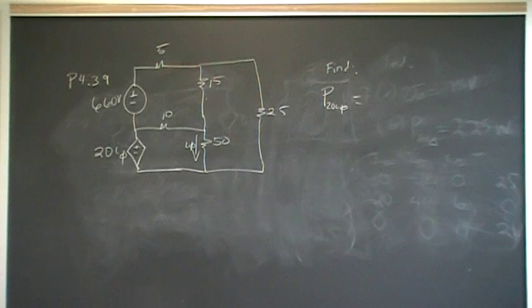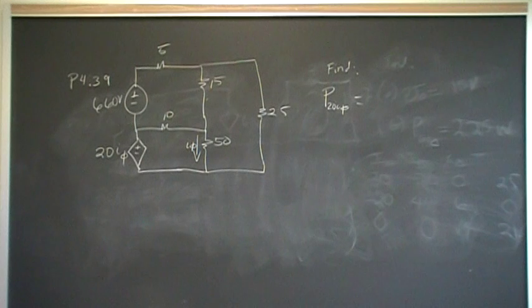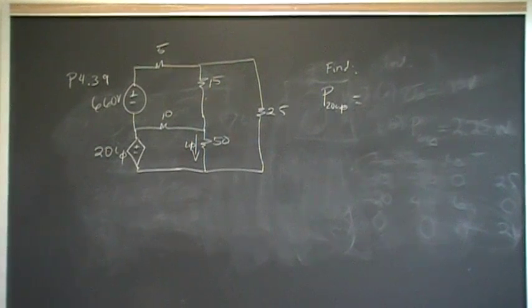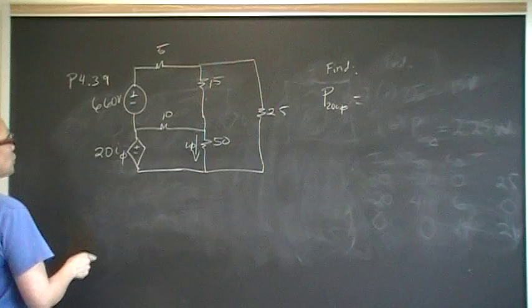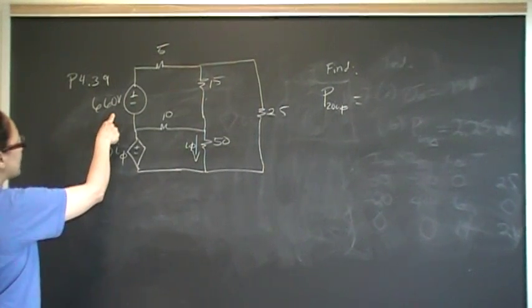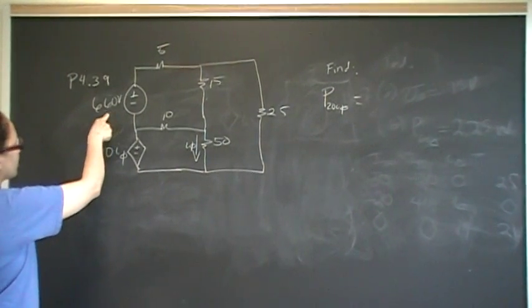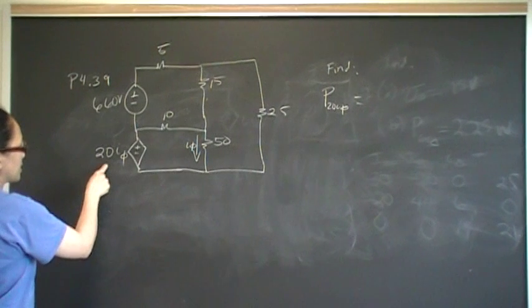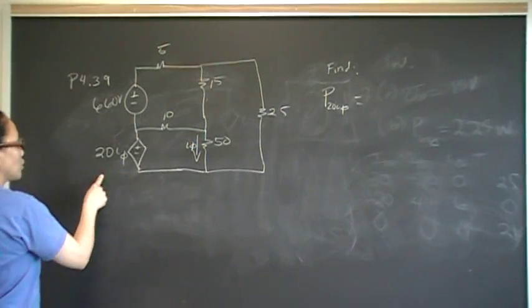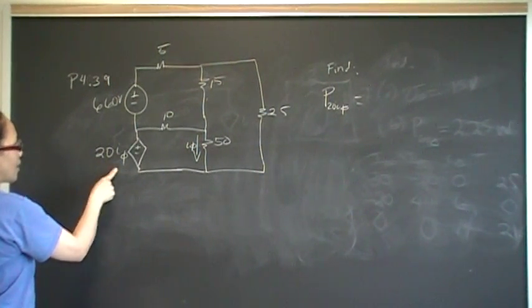Hey YouTube, so this problem is problem number 39 from chapter 4, from the section on the mesh method with dependent sources. So let's describe this particular circuit. We have two voltage sources. This one is an independent voltage source of 660 volts, and this one is a current dependent voltage source with a value 20 I phi.